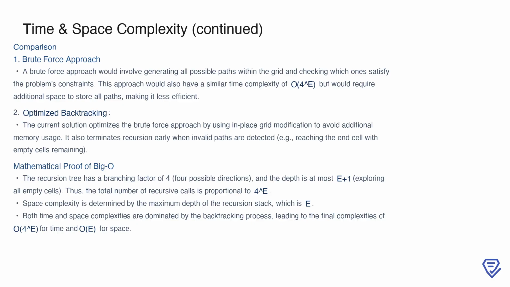To understand the mathematical justification for the time complexity, we note that the recursion tree has a branching factor of 4, corresponding to the 4 possible directions, and a maximum depth of e+1, as the algorithm explores all empty cells. This results in a total of approximately 4^e recursive calls. Space complexity is determined by the maximum recursion depth, which is e. Both time and space complexities are thus dominated by the backtracking process, confirming the final complexities of O(4^e) for time, and O(e) for space.